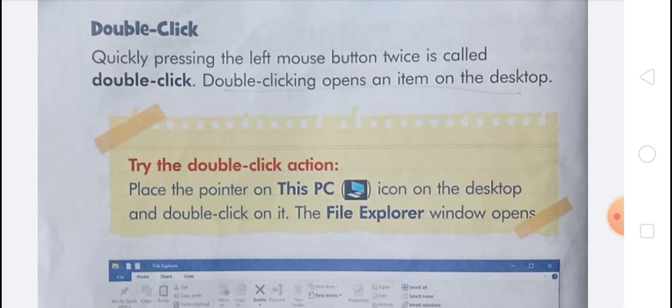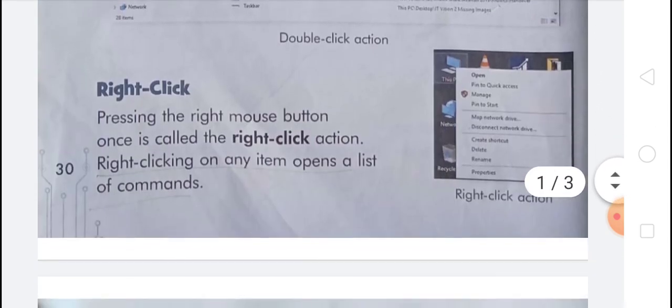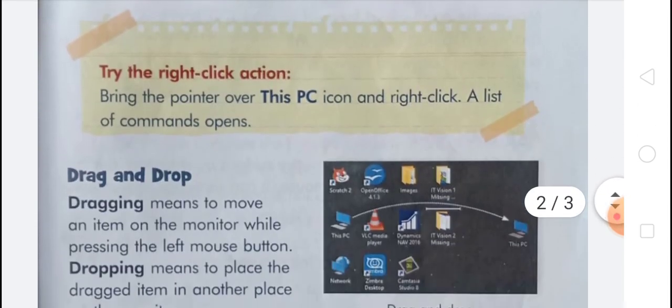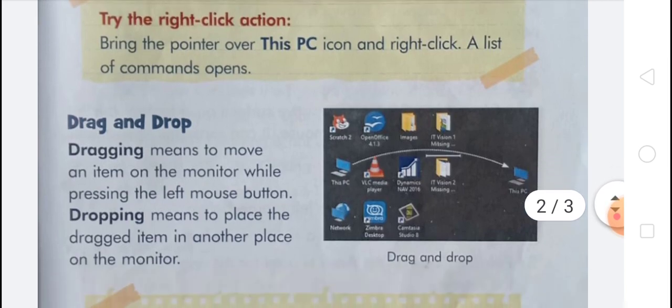Right click. Pressing the right mouse button once is called the right click action, and right clicking on any item opens a list of commands. And drag and drop. Dragging means to move an item on the monitor while pressing the left mouse button, and dropping means to place the dragged item in another place on the monitor. Scrolling.